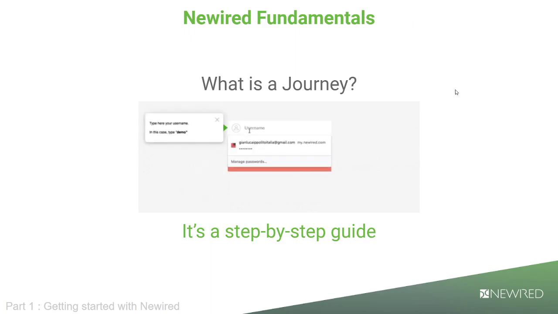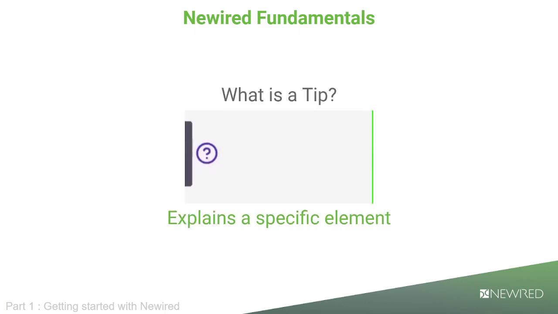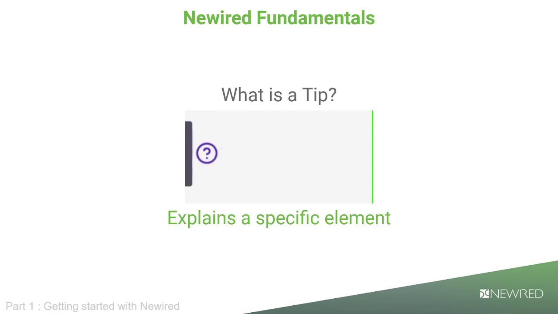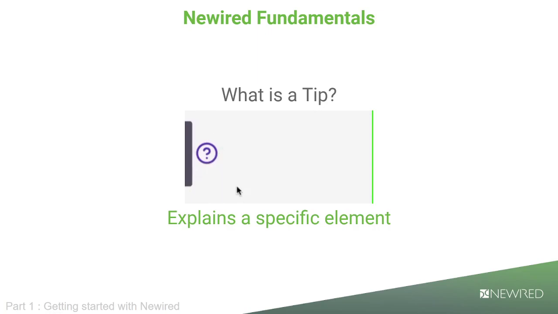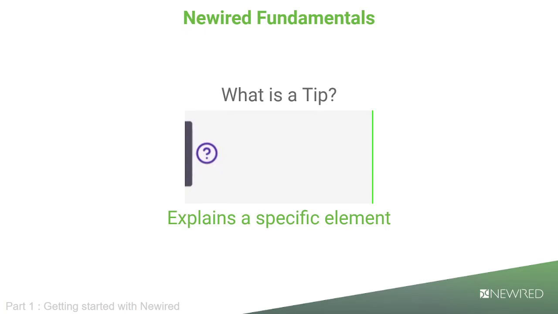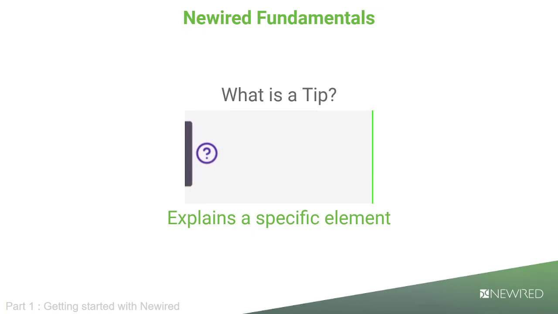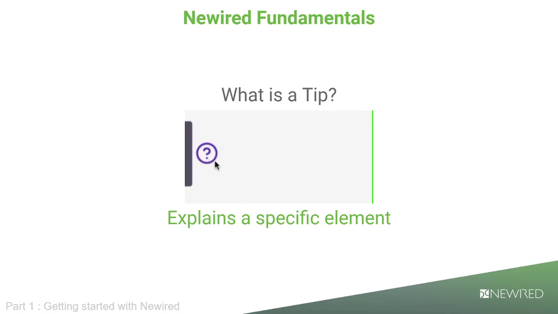The difference from a journey to a tip is that tips do not explain a linear process, but more explain a specific element. They give you contextual additional information for one specific context of your environment. Now let's open the editor together and see how to actually make some content, how to make journeys and tips.